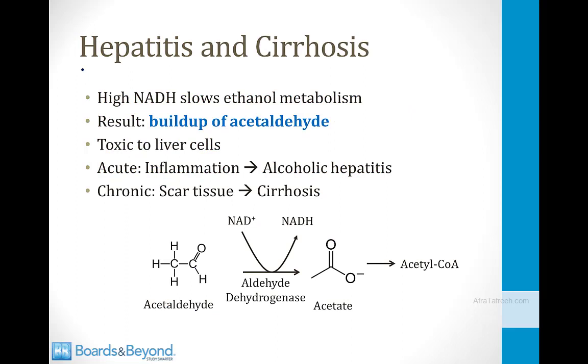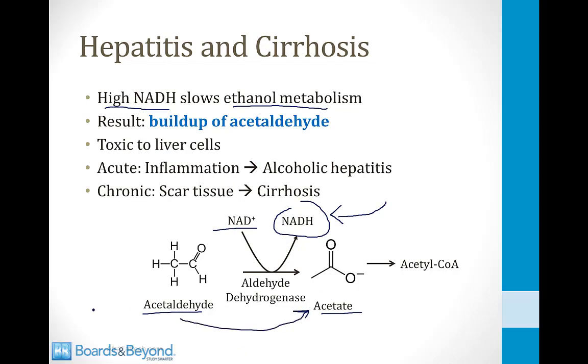Hepatitis and cirrhosis are two problems that also occur among alcoholics, and once again, you can tie these back to the high levels of NADH. In this case, the high levels of NADH slow the metabolism of ethanol itself. Recall that the second step of metabolism of ethanol is the conversion of acetaldehyde into acetate. This step generates NADH, but it also requires NAD+ in order to proceed. So when all the NAD+ is tied up in NADH, you will not be able to convert acetaldehyde into acetate, and as a result, you will get high levels of acetaldehyde.